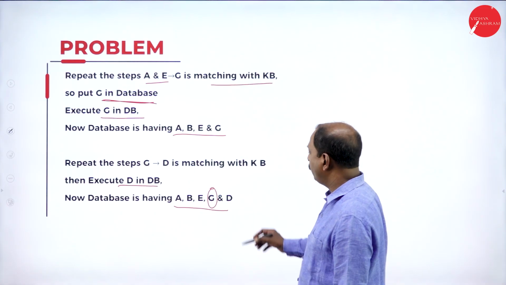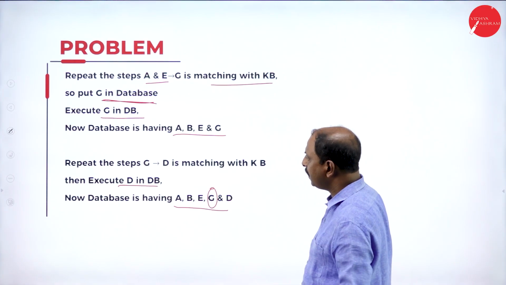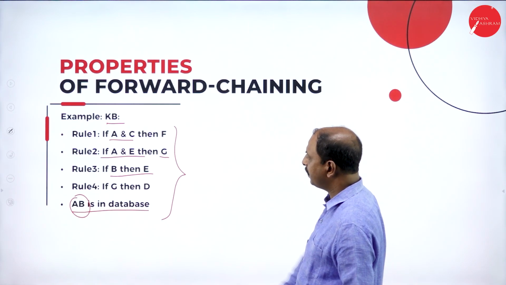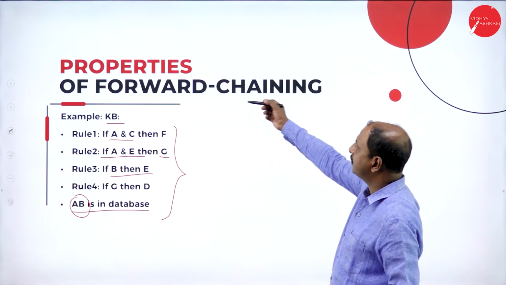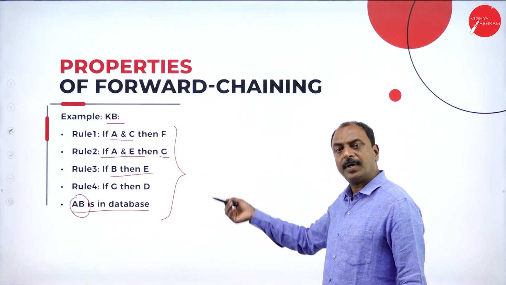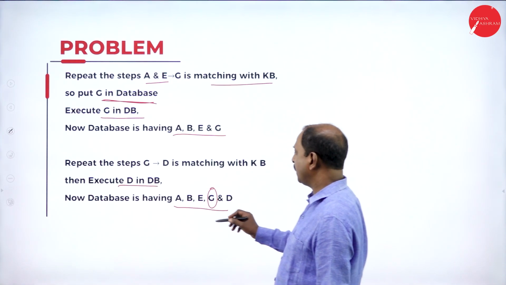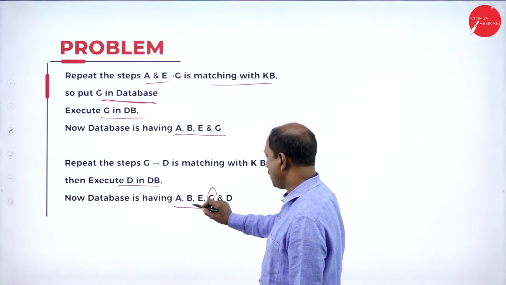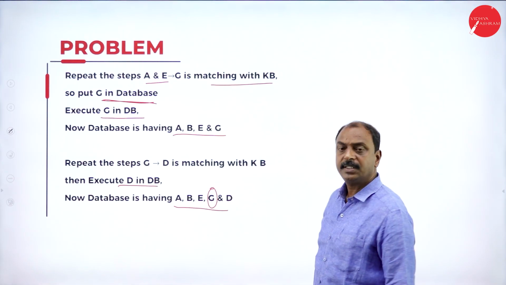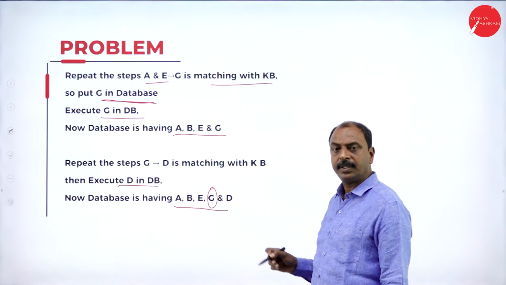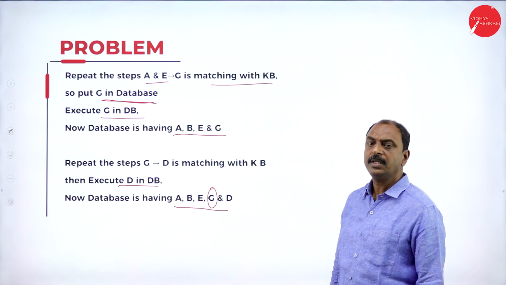Now finally we have got G into the database. Earlier, in the beginning of the program, there were only A and B in the database. Now after applying the forward chaining concept, we have added A, B, E, G and D. So G is included. That is the goal of this example, the goal of the problem. So this is an example of forward chaining.